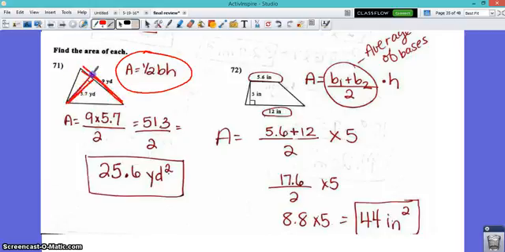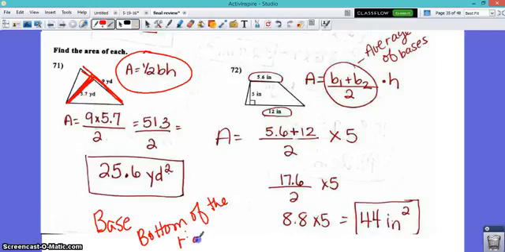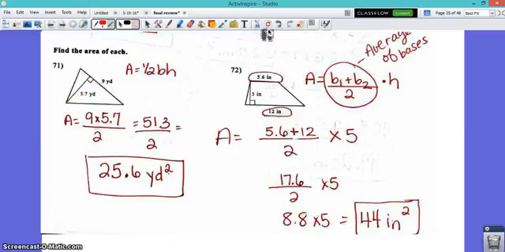The height is always, let me rephrase that. The base is always at the bottom of the right angle. Okay, that's where the base is, if it's a triangle. Okay, so if you look, before I colored it in, this right here is the base because it's at the bottom of the right angle. So you're going to have 1/2 base times height.